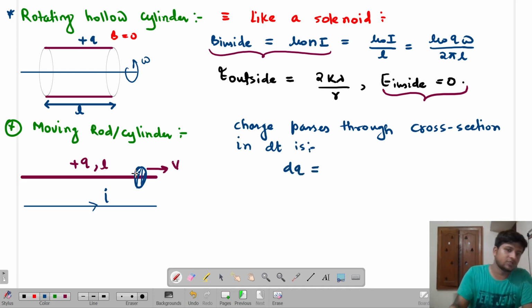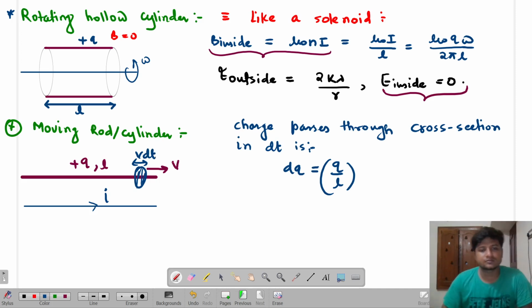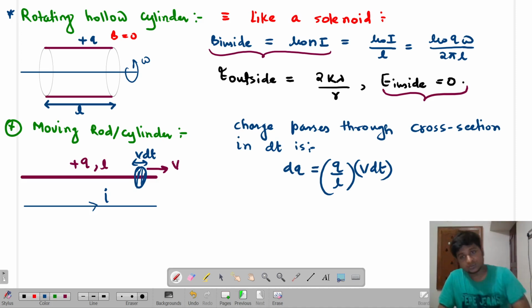That will be equal to how much? Total charge is present in total length L, isn't it? But here the area of cross section will have width how much? It will be v dt or not? Tell me yes or no. So dq is equal to total charge per unit length into the length of the particular cross section, which is v dt. Are you able to get me or not?